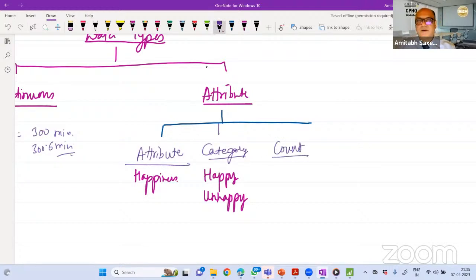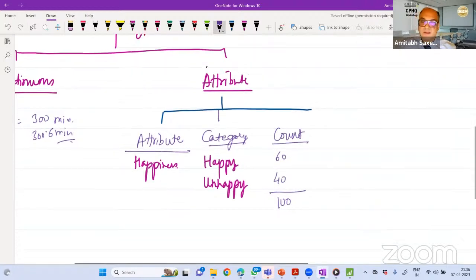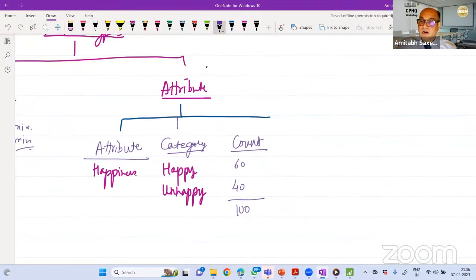So right now, let's say I want to measure the happiness of staff in my hospital. Staff happiness. I collected data of 100 staff members. 60 are happy and 40 are unhappy. This is a count. I cannot have 60.1 unhappy staff members. It's a discrete number. That is why we call this discrete data as well.